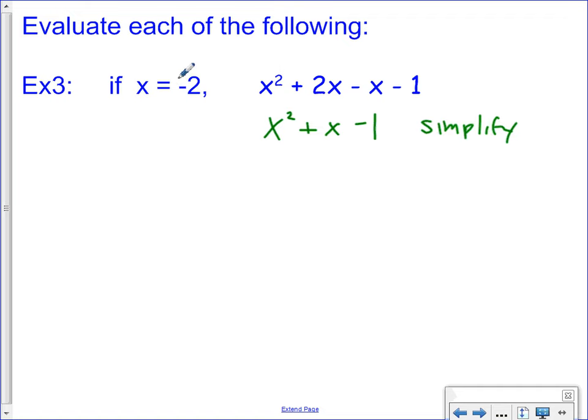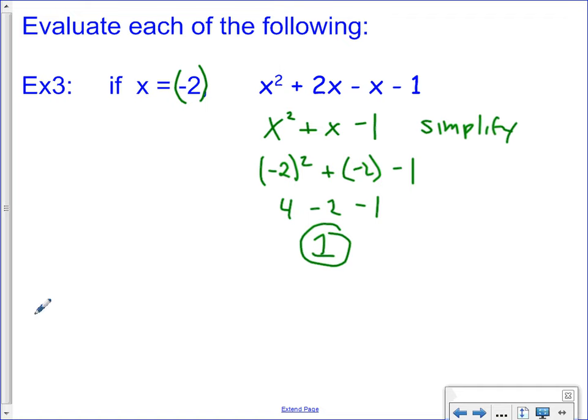So watch out. When x is a negative number, always put parentheses around it, because if you do -2 squared, that's different than parentheses, -2 close parentheses squared, right? So especially when there's a negative, make sure you put parentheses around those values. Plus -2, then -1. So all I did was substitute. -2 squared yields 4. Plus -2 is just -2, and then -1. So 1! All of that work to get 1. Okay. Here we go.